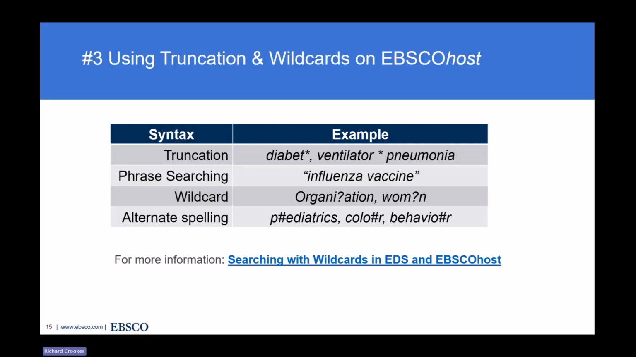And then we have alternate spelling. Now, alternate spelling typically works better in MEDLINE than in CINAHL. CINAHL typically compensates for the US-UK spelling, so you may want to just use this in MEDLINE primarily. So for pediatrics, color, behavior, also tumor, for example, you would use the hash wildcard. So for pediatrics, the hash wildcard appears after the P and before the E. For color and behavior, it's after the O and before the R. Okay, so again, we've got more information on searching with wildcards for the EBSCOhost interface, and there are more examples presented in the help sheet as well.